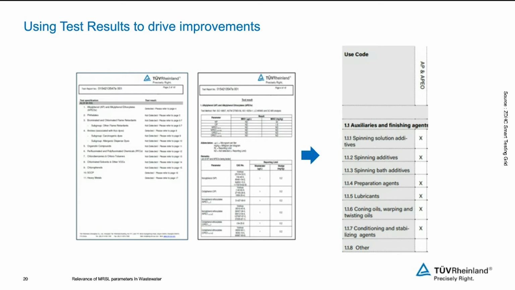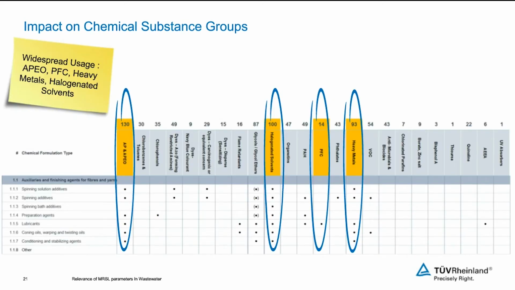Based on the MRSL guidance sheet for textile and leather product auxiliaries, here we see the impact on chemical substance groups. If we look at the MRSL testing grid, there are a lot of auxiliaries: finishing agents for fibers and yarns, pre-treatment agents, auxiliaries for dyeing and printing, finishing agents, pigments and dyes are there in this testing grid.